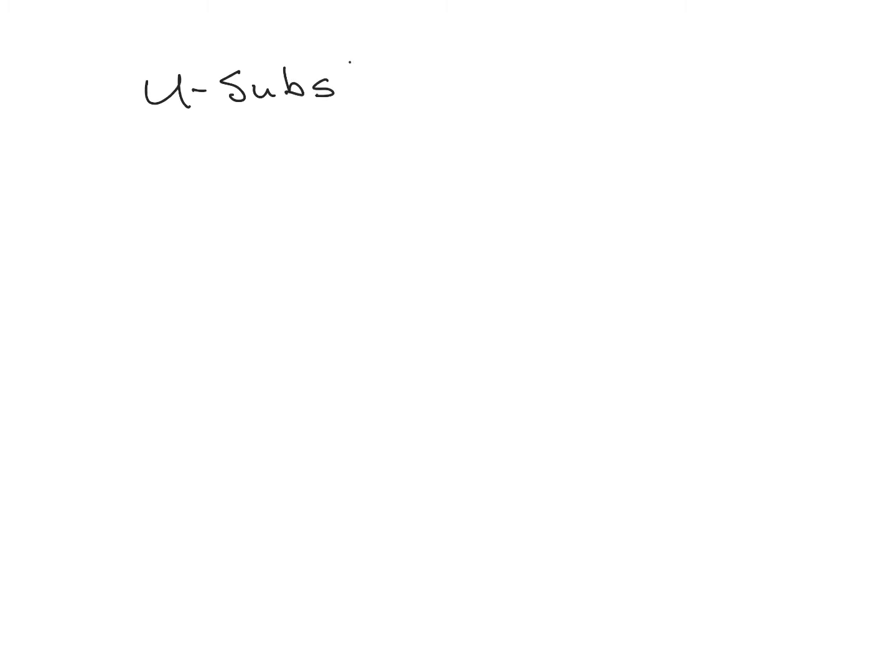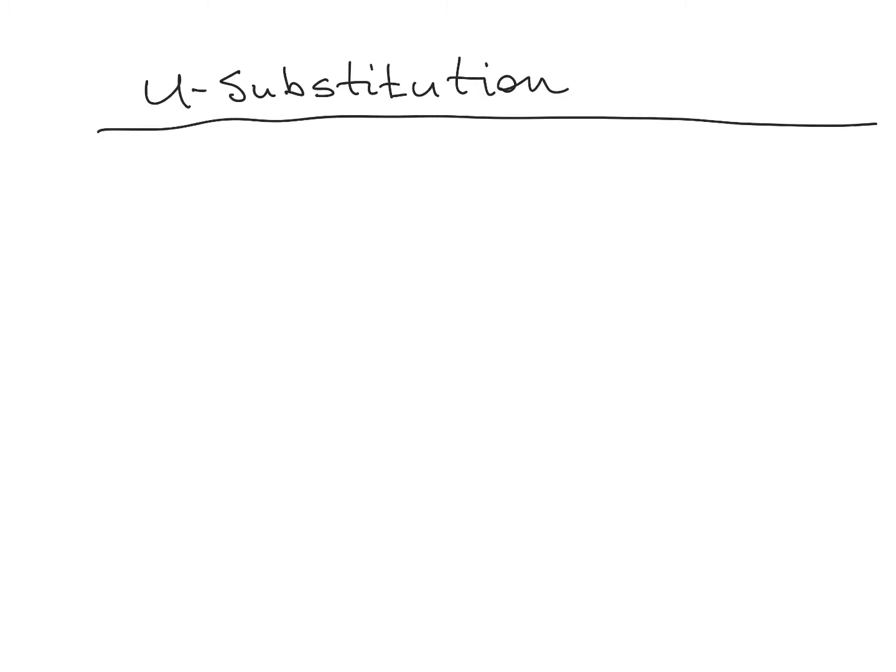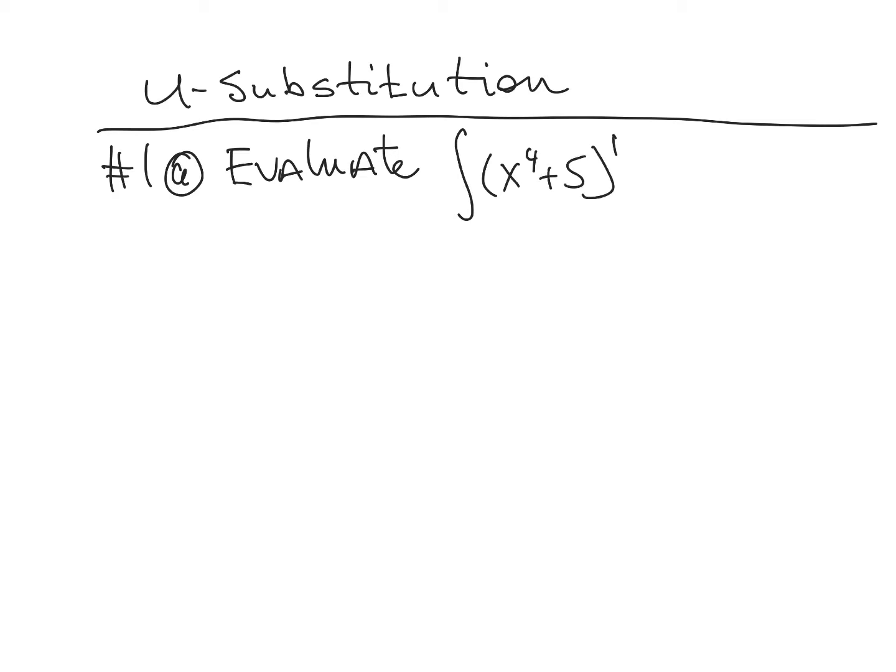In this video, we're going to look at 3 examples of how to find antiderivatives using a technique called U-Substitution. The first example is to evaluate the integral of x to the 4th plus 5 to the 10th power times 4x to the 3rd dx.